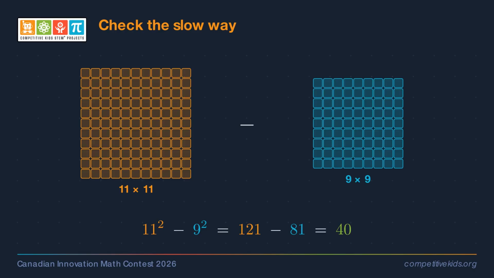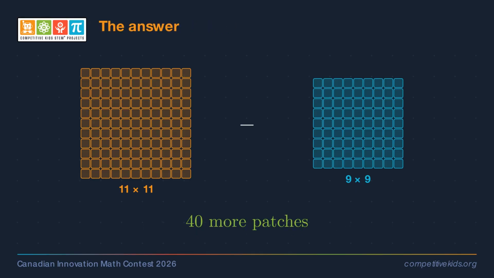11 squared is 121. 9 squared is 81. 121 minus 81 is 40. Same answer. The trick gave us 40 in seconds. 40 more patches. The bigger quilt uses 40 more patches than the smaller quilt.